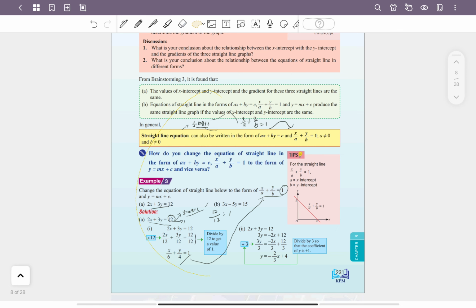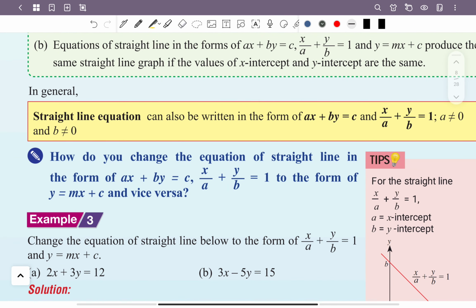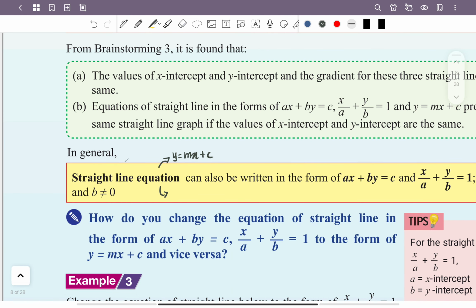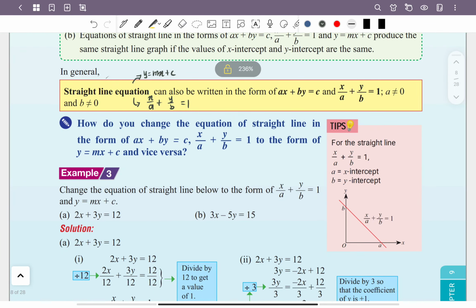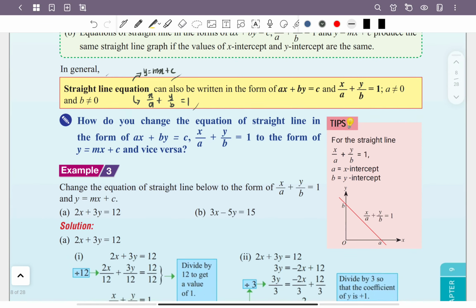Okay, wait. Let me delete this first. So in our next example, we will learn about straight line equations. There are actually two. First is y equals mx plus c. That is the first type of equation of a straight line. The second type, we have x over a plus y over b equals 1. This is the second type of equation for a straight line. So for a straight line equation, you can change into either this form or this form. So let's look at the next example.